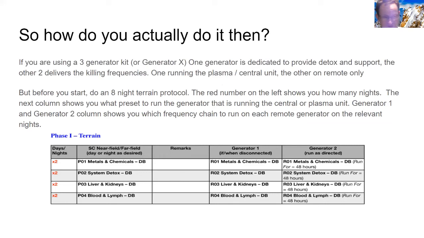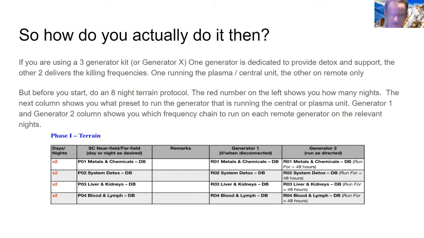We're going to talk about the 3 generator kit: 1 generator being used for plasma, Spooky Central, and 2 generators being used for remotes. It starts off with the 8-night terrain protocol.